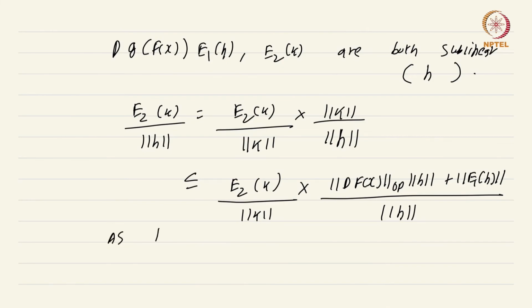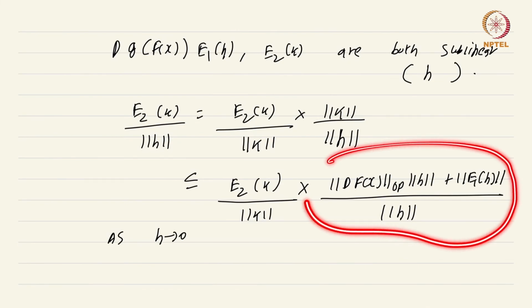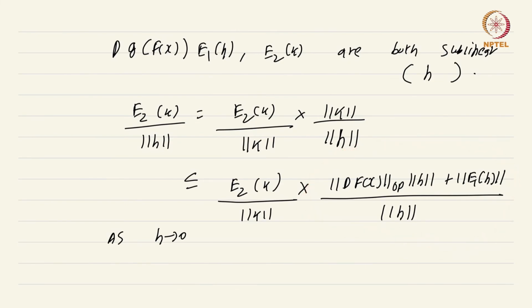Okay, now as h goes to 0, this second term obviously goes to 0. Okay, as h goes to 0, k goes to 0 as well, and the second term goes to 0. And because as h goes to 0, k goes to 0 by continuity of f at the point x, the first term also goes to 0.